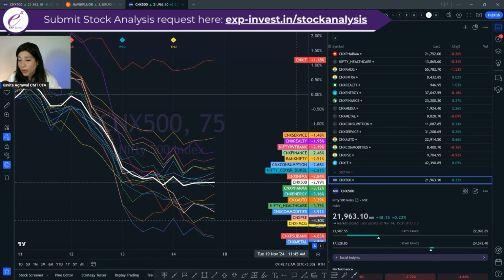Looking at the sectors otherwise, we can see the PSU Bank, metal, and where's Bank Nifty in this list? Bank Nifty is at the top, but PSU Bank has done pretty badly. In the next 1, 2, 3, 4 weeks, I expect the banking and the finance sector to come up here.